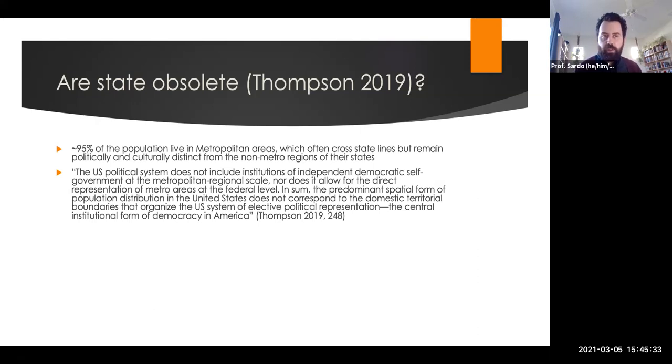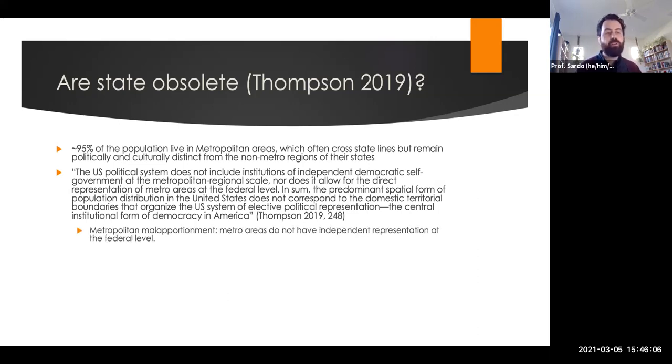So our institutions are organized around the idea of states and primary representation being of states. But if our primary affiliation and geographic organization is not the state, but these different metropolitan areas that cross state lines, that do not have the same type of independent autonomous governance, they're still bound by states and have to share power with the rest of the state, then Thompson suggests that we have an anachronism. And this leads to two key problems.